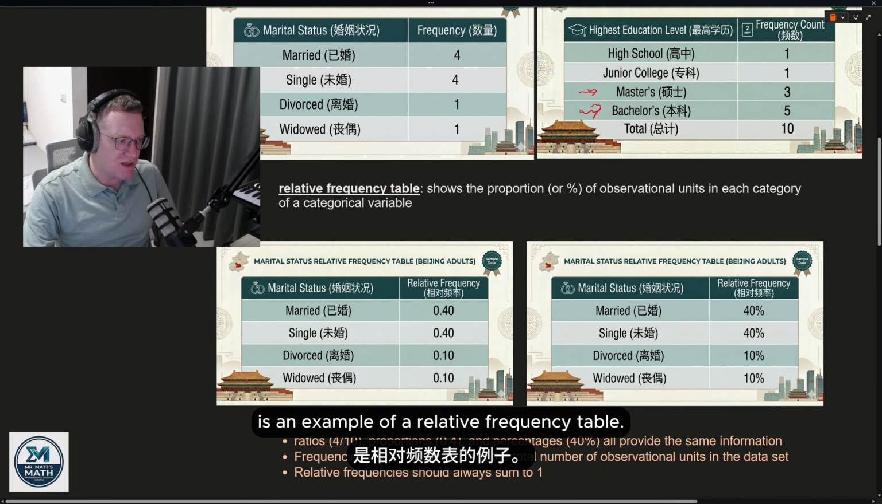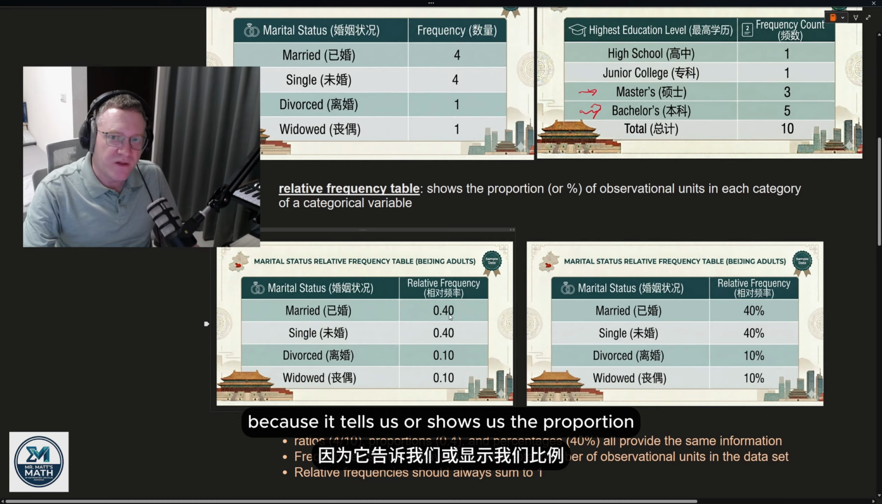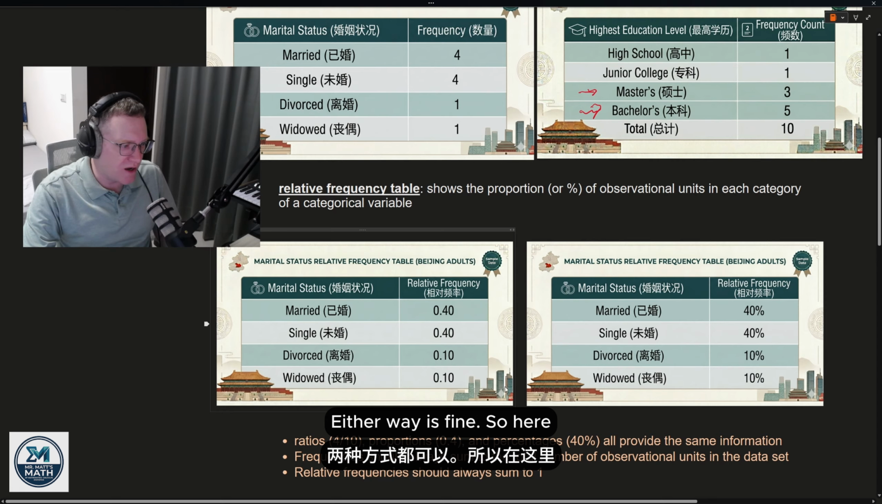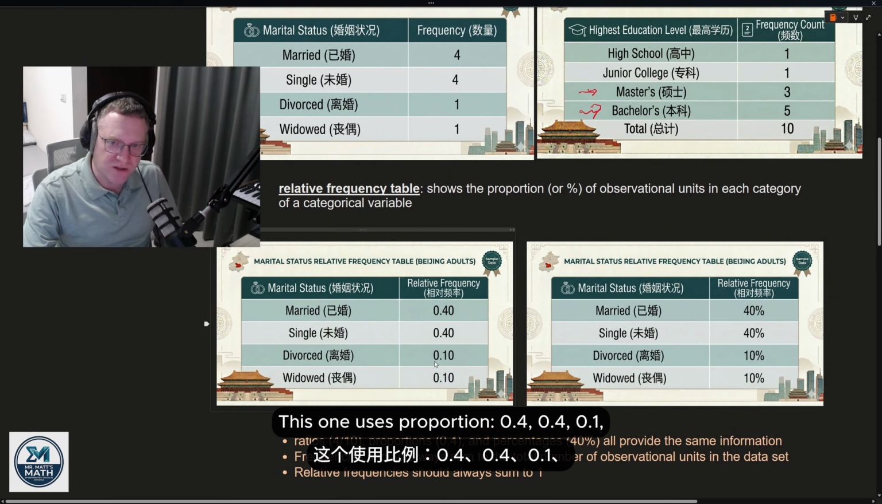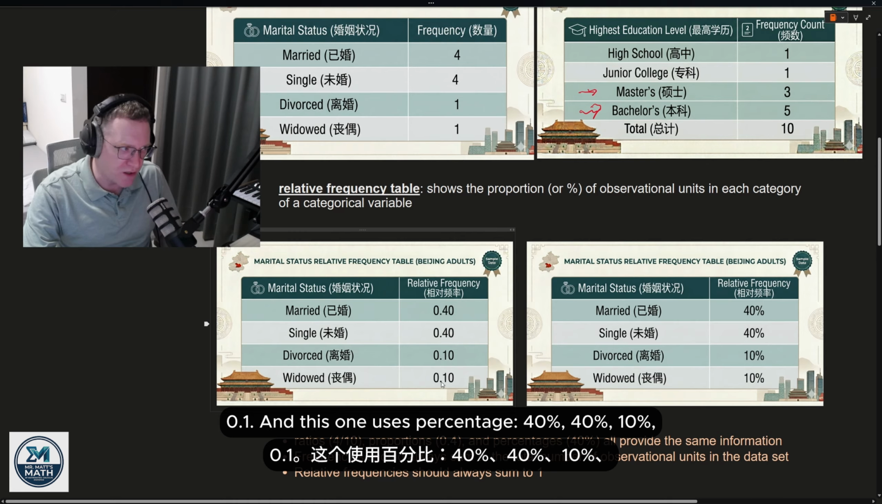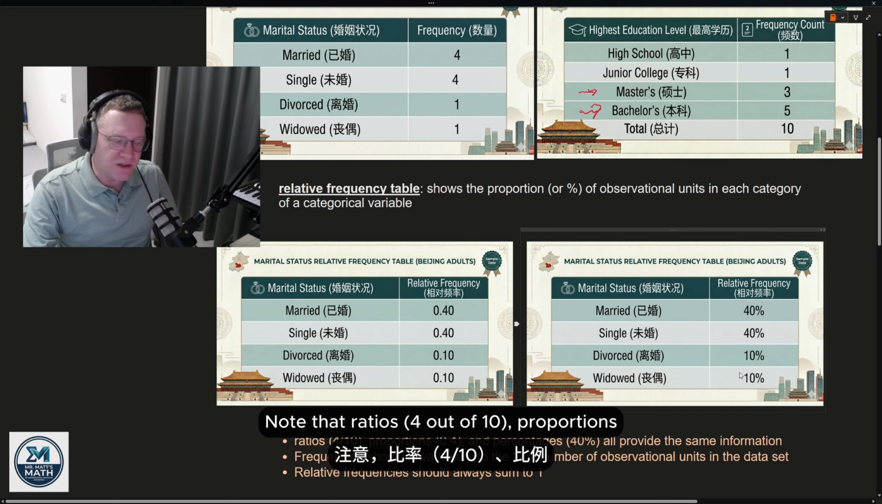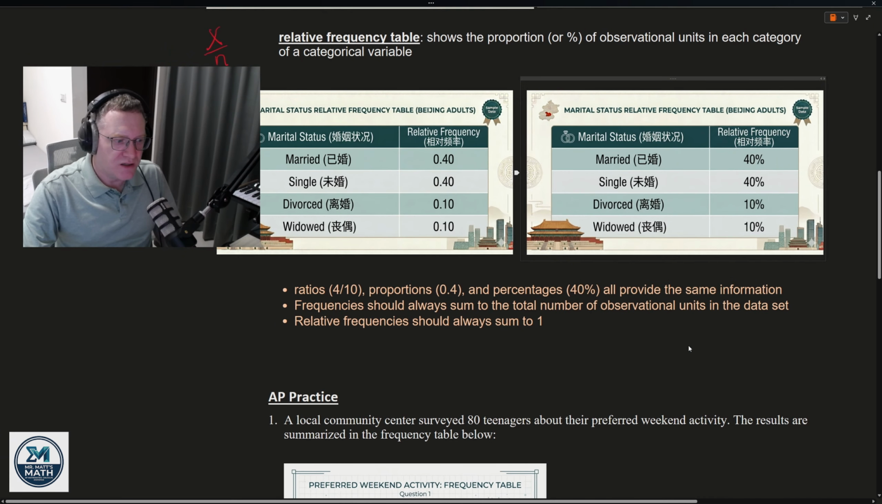So this down here is an example of a relative frequency table, because it shows us the proportion, or it could be percentage. Either way is fine. Here I've done the same relative frequency table in 2 different styles. This one uses proportion: 0.4, 0.4, 0.1, 0.1. And this one uses percentage: 40%, 40%, 10%, 10%. Same idea.